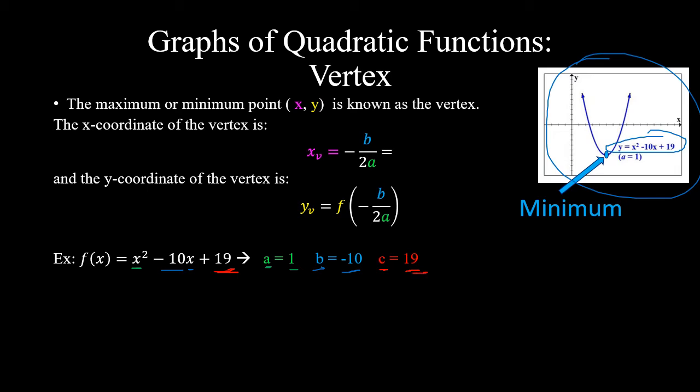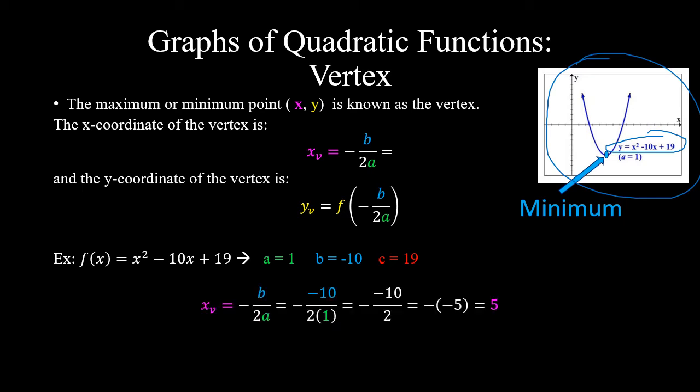Now I have my a, my b, and my c, and I can start using them to figure out different pieces. So let's figure out the vertex. I know that the x-coordinate of the vertex is equal to negative b over 2a. I said that my b was negative 10, so I'm going to plug in my negative 10 wherever I see a b. So the x-coordinate of my vertex is negative b over 2a.